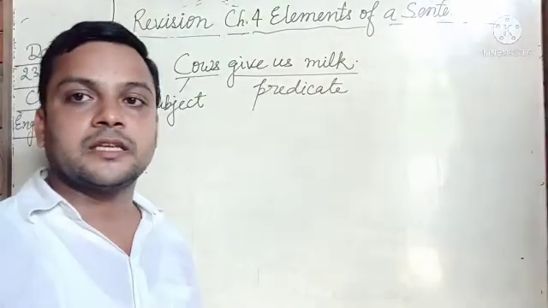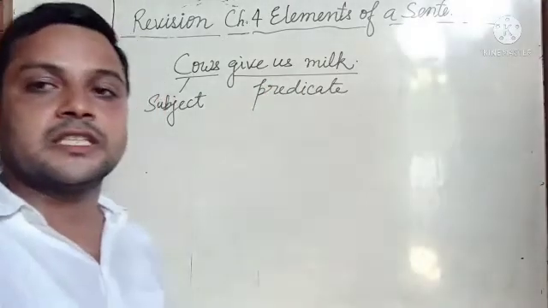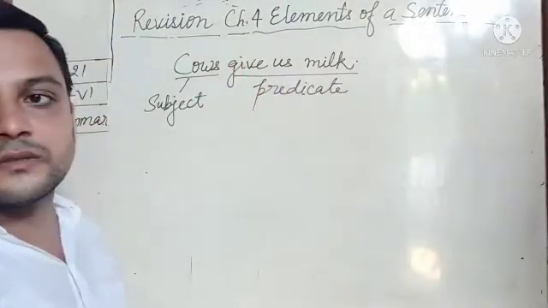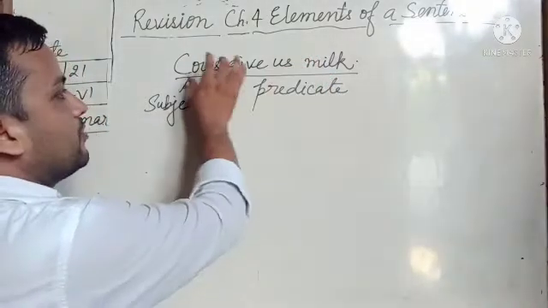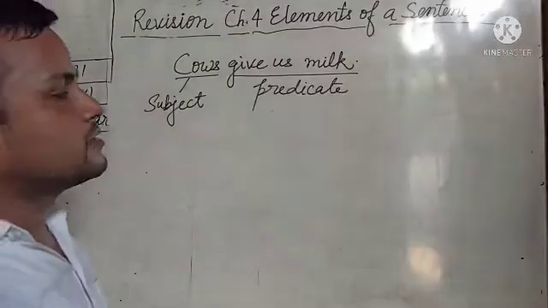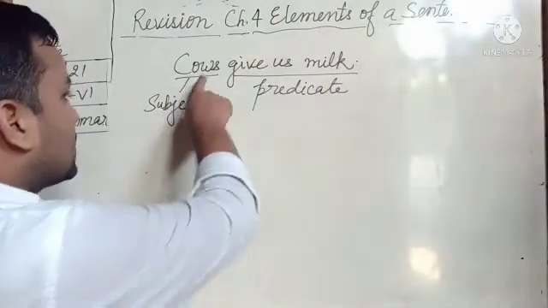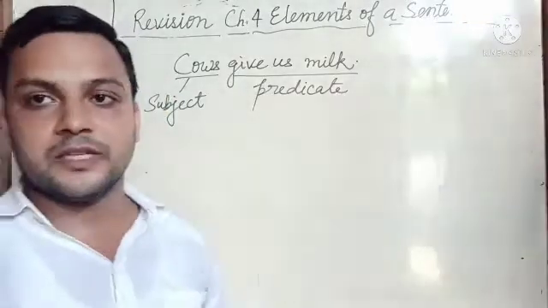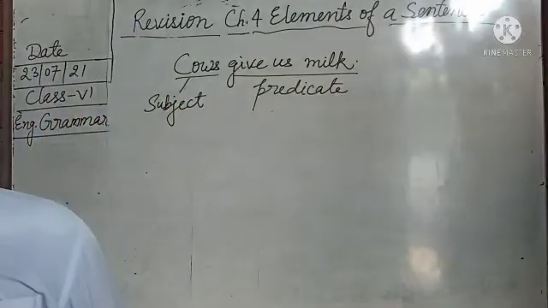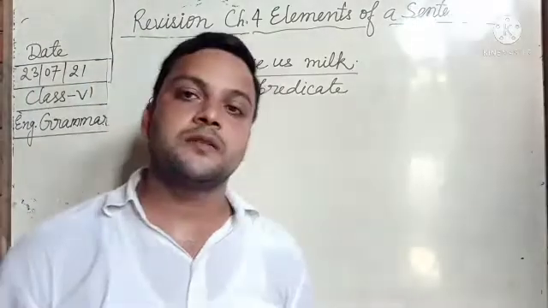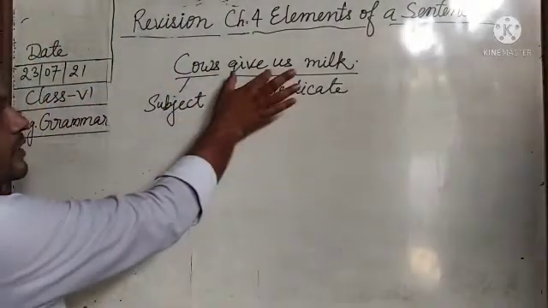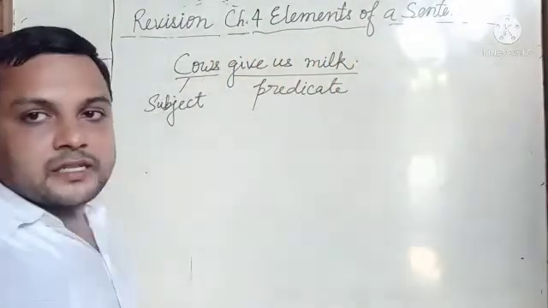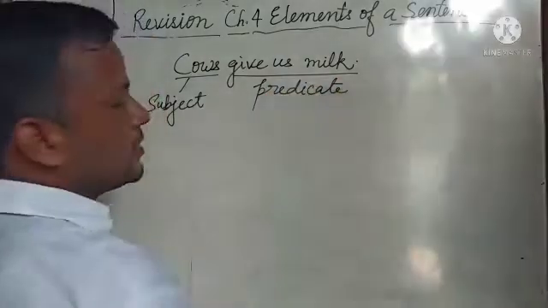The person or the thing about whom or about which we say something. So here the statement is about cows. We are saying something about cows. Who gives us milk? So the answer will be cow. So cows will be the subject. And predicate is whatever we say about the subject. So here the statement "give us milk" is being said about the subject cow. So this will be the predicate.